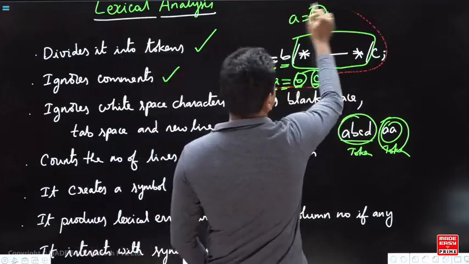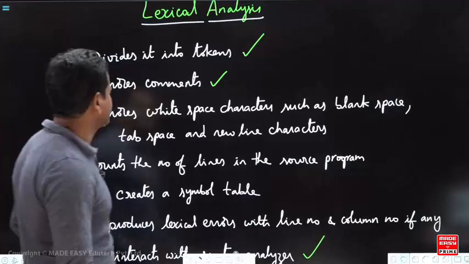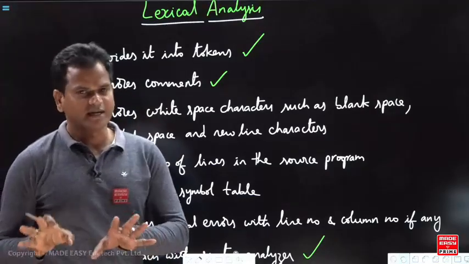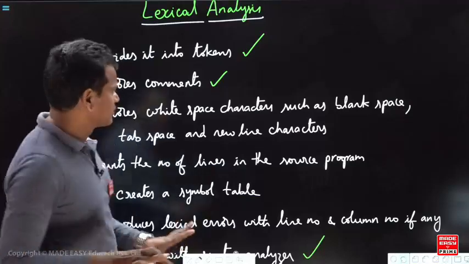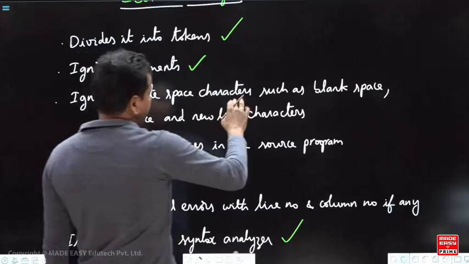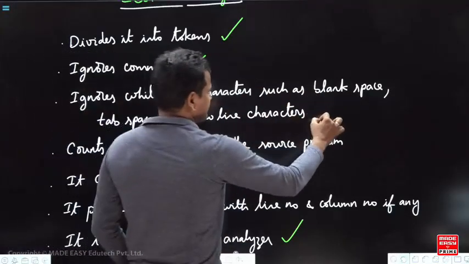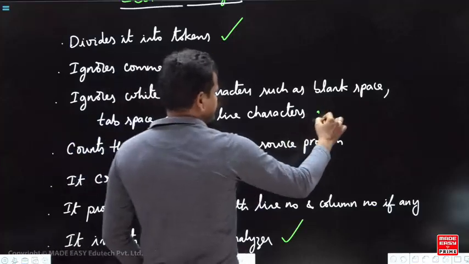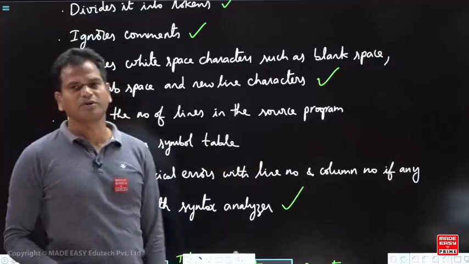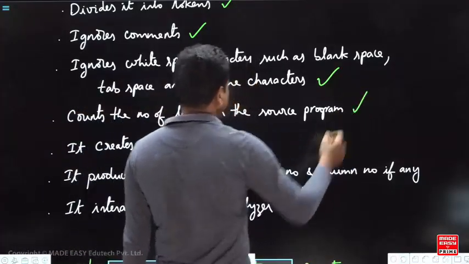Now, the main point is the comments. Whenever comments are there, comments won't be generated as a token. Comments won't be considered by the lexical analyzer. Simply they will be ignored. Next, ignore white space characters. I told you, we ignore white space characters such as blank space, tab space, new line characters. They will be ignored by the lexical analyzer. Next, count the number of lines in the source program. How many lines are there? That will be counted by the lexical analyzer.